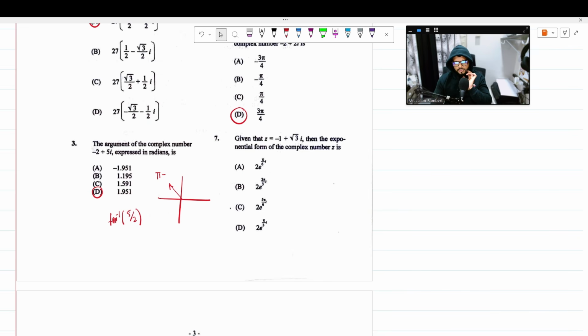Minus 1 plus root 3 i. So that is in the second quadrant. And tan inverse of root 3 is pi on 3, I believe. So pi minus pi on 3 is 2 pi on 3.